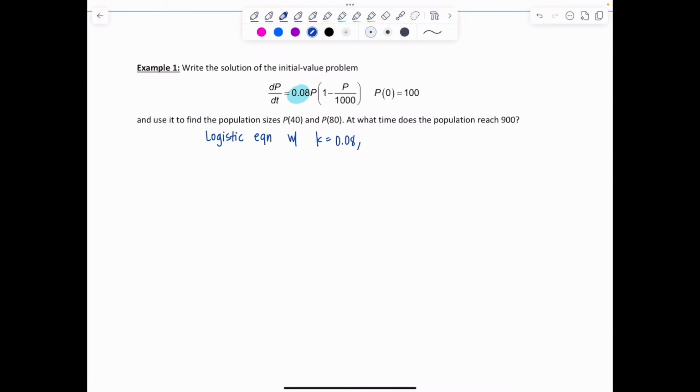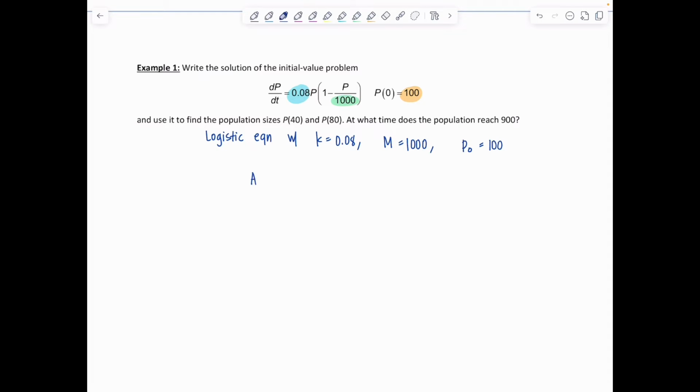And then M, can you identify M? Very good, it's right there, it's 1,000. And then P naught, my initial population, 100. Bravo. Okay, let's find A, because remember, A is a part of our solution.